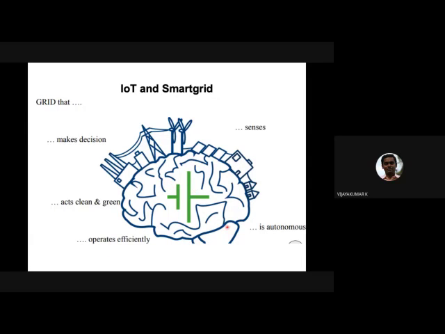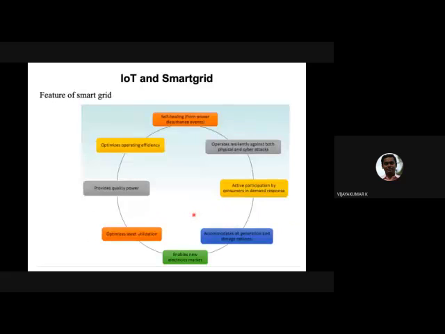And finally, by incorporating big data and machine learning techniques, you can make this grid autonomous, right? Autonomous means it takes decisions by using intelligent techniques. That way, you can make the grid smarter. Then what are the features of the smart grid as compared to the conventional grid?